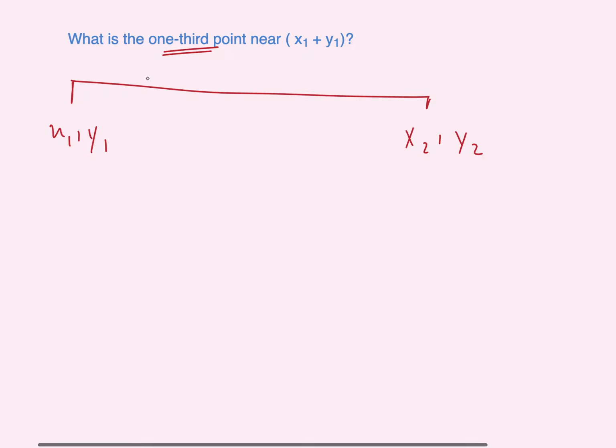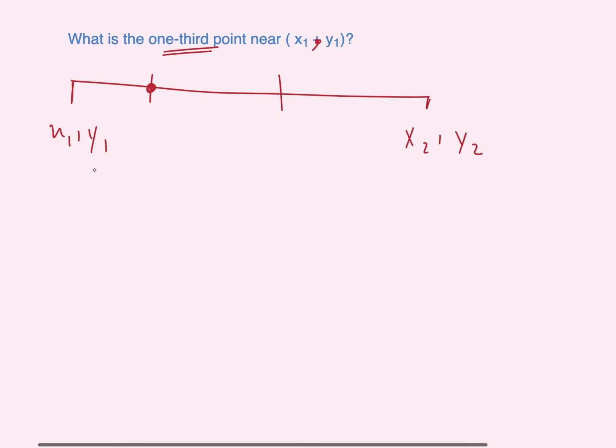The first point. So let me divide this into 1 and 2, right? So this is 1, 2, and 3. These are equal portions, right? Let's assume that. So I basically have to derive a formula that will take me right here, the 1/3 point near x1 and y1.